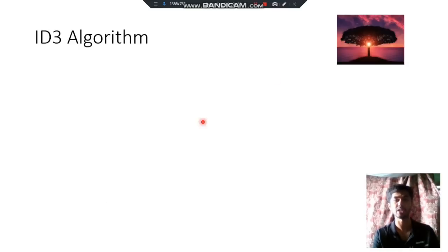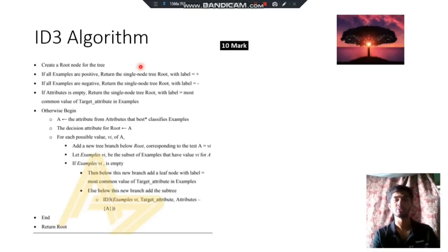Moving on, we have the ID3 algorithm. The ID3 algorithm is a decision tree algorithm. Here, we'll be classifying things. Okay, we'll be given a table and we have to classify the things. The first step you have to write is create a root node for the tree. Then you have to check if all examples are positive, label as positive. If all are negative, return negative. If it is empty, return the default value.